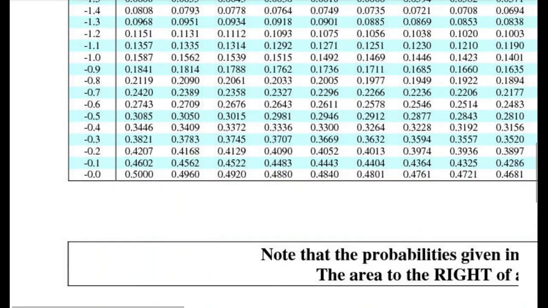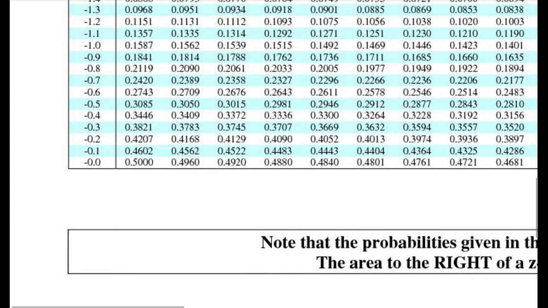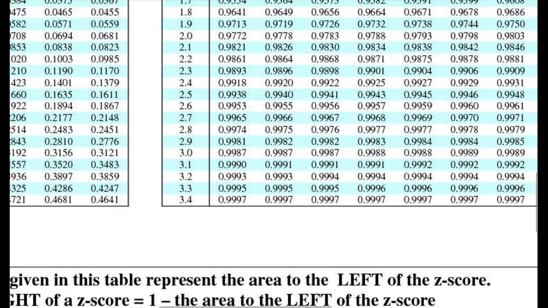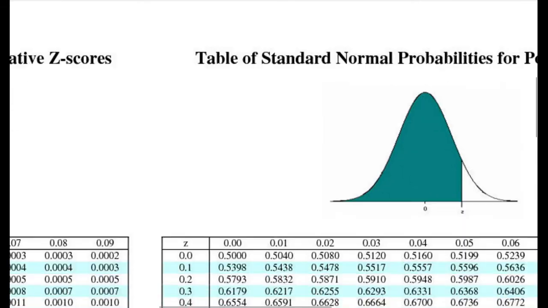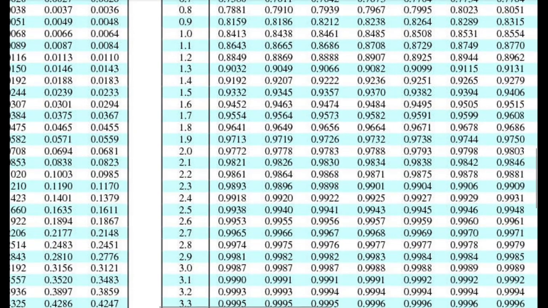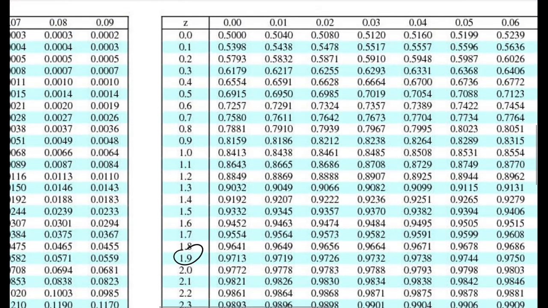All right, so we need to look at 1.96. I believe it was 1.96. Let's double check. Yeah, 1.94. So we have 1.94, which means that our area is 0.9738. So just as a refresher, in case you forgot how to actually locate those on the Z chart.